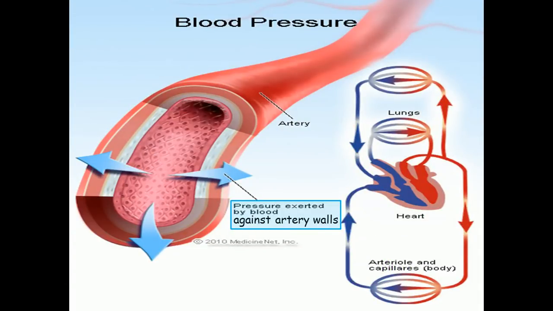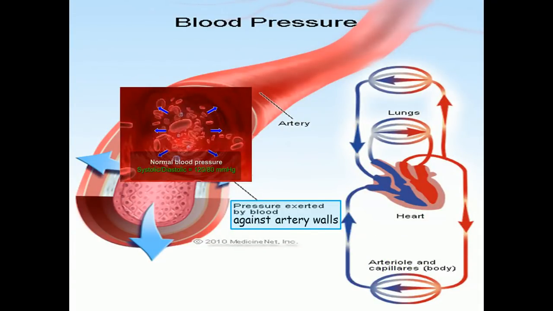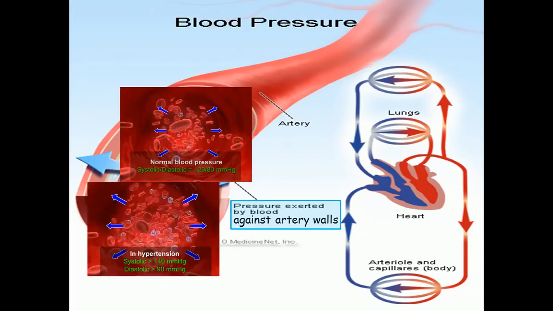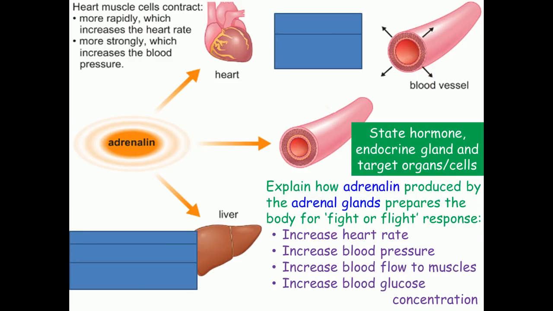Now we know that blood pressure is when blood collides with the surface of the artery wall. So an increase in blood pressure is when there's more collisions with the artery wall. And this happens because the heart contracts more strongly. And that is why when the heart muscle cells contract more strongly, there's an increase in blood pressure. And adrenaline has that effect on the heart muscle cells.